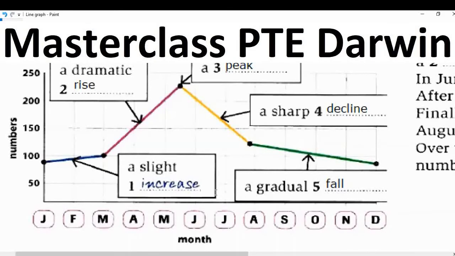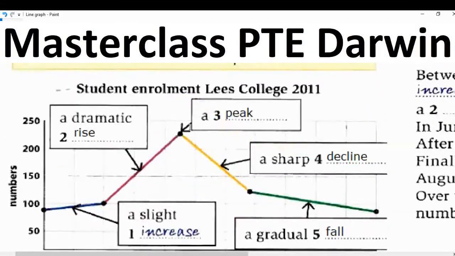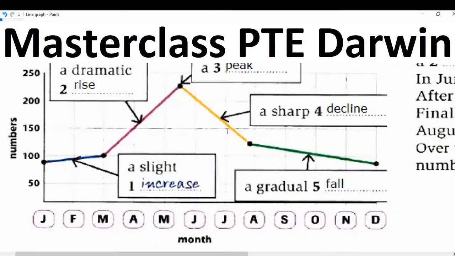It peaked in June, not in July. The number of students peaked in June. That's good. And then after June, what happened in the next 2 months? A sharp decline. Not a steady decline, this is a sharp decline. In the next 2 months, the student number greatly declined. And what happened from August to December? It's a gradual fall.